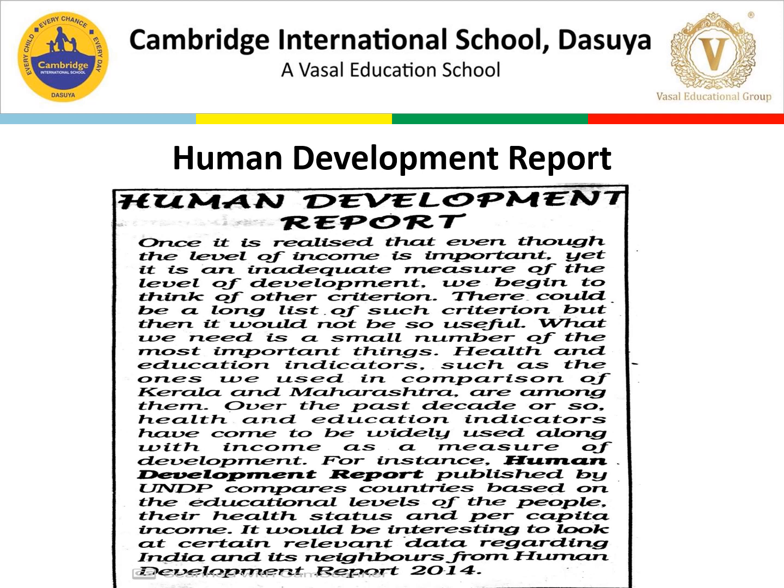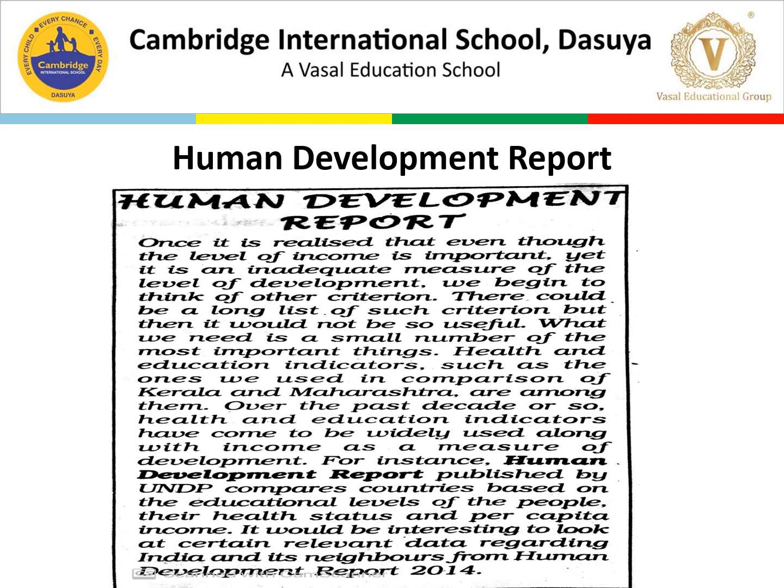So we call it an inadequate measure, because sometimes the population is different in different countries, and with that we are not considering it as the proper parameter to judge the development of the country. Now we begin to think of other criteria. So other criteria are based on the Human Development Report.